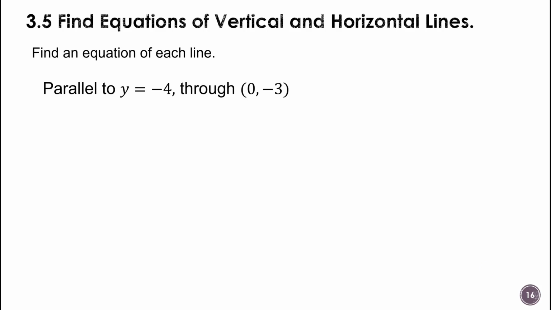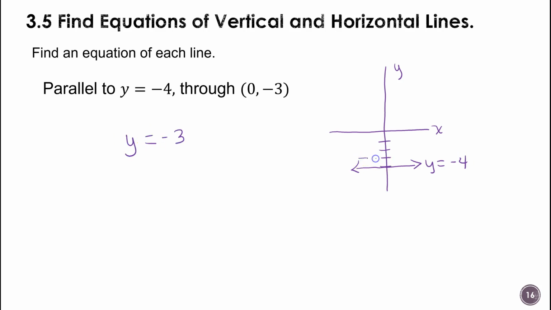Okay, this one says parallel to y equals -4. So if it's parallel, that means it's going to look just like that line, but it won't be right on the line. So y equals -4 is right here. And we want the new line to be parallel, so it's going to be y equals -3. So it would be just above that line that you had just graphed. That would be my y equals -3, and those are definitely parallel lines.